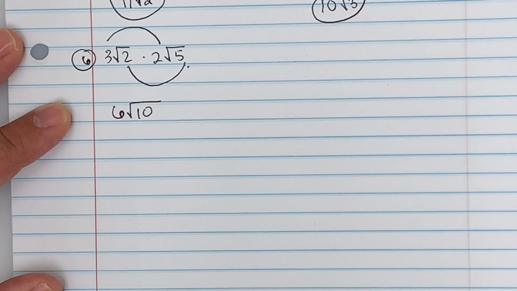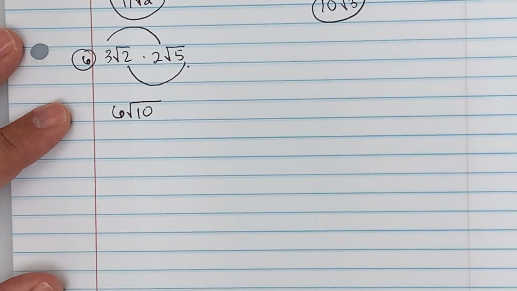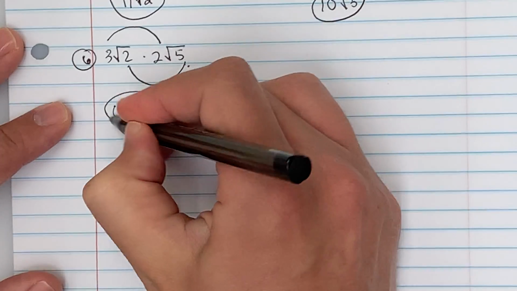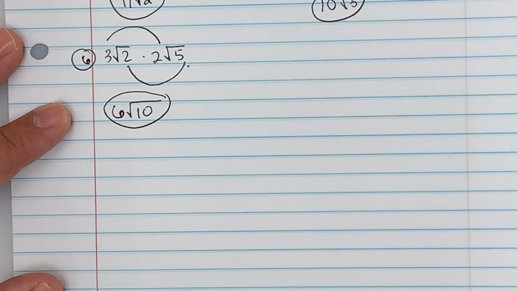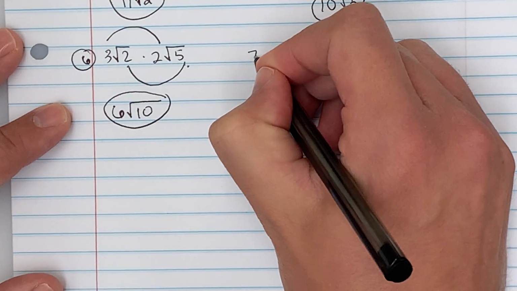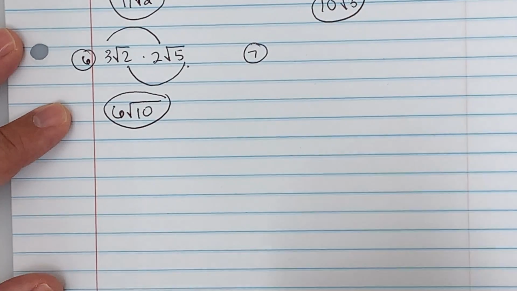And then we're going to say, can I simplify the 10? Well, factors of 10 are 10 and 1, and 2 and 5. None of those have a square root, so we cannot simplify it. That is our answer. Let's look at another one.